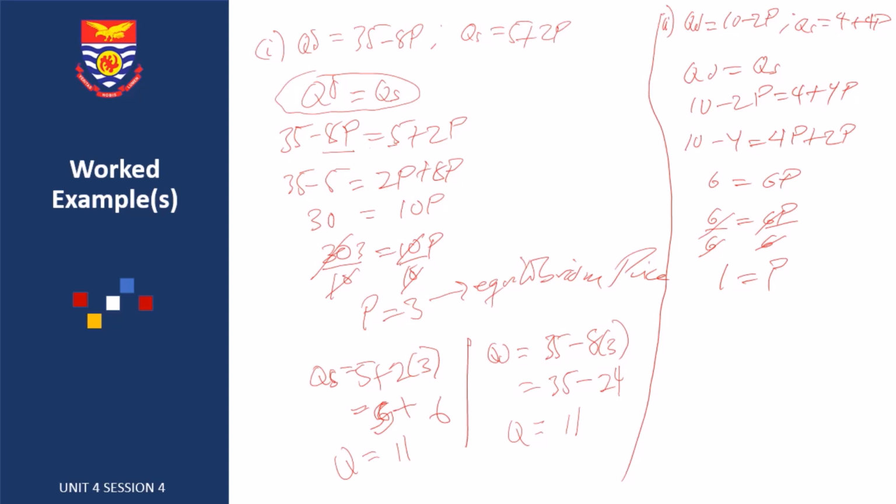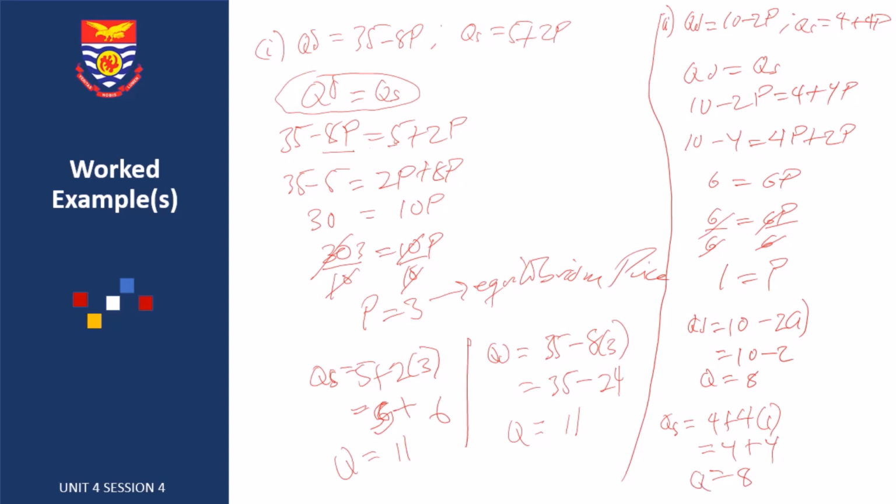Having found the equilibrium price, I can put it in any of the equations. So I will choose, say, QD. So I'll have 10 minus 2 times 1. 2 times 1 is 2. So I have 10 minus 2, which is what? 8. So my equilibrium quantity is 8. I could equally use the supply function, which is 4 plus 4p. So it will be 4 plus 4 times 1. And 4 times 1 is 4. So I have 4 plus 4, which will give me what? 8. So we see that the quantities are the same.